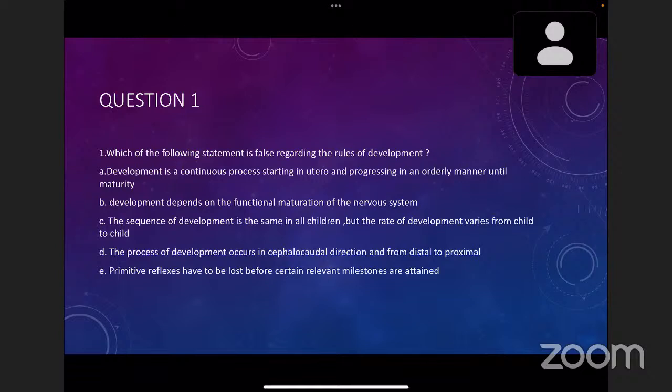The first option is: development is a continuous process starting in utero and progressing in an orderly manner until maturity. This option is most probably right, because it starts not from birth but from the formation of the zygote, from fusion of ovum and sperm. It develops into a zygote, then 4 cell, 8 cell, 16 cell stage, then a blastocyst. Like this it goes to the formation of embryo, then fetus, and then delivery of the term baby. So it's a process that starts before infancy and proceeds in an orderly manner until maturity, that is, till the child attains the adult stage. So this option is right.